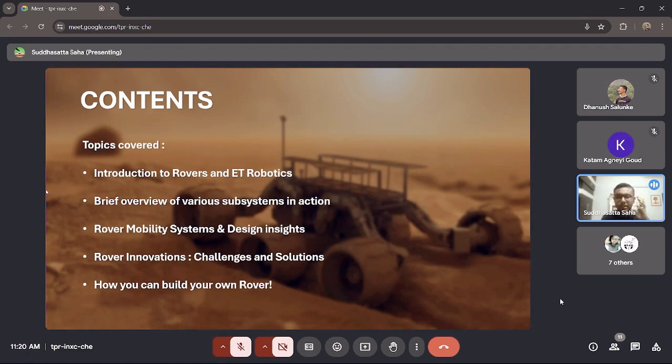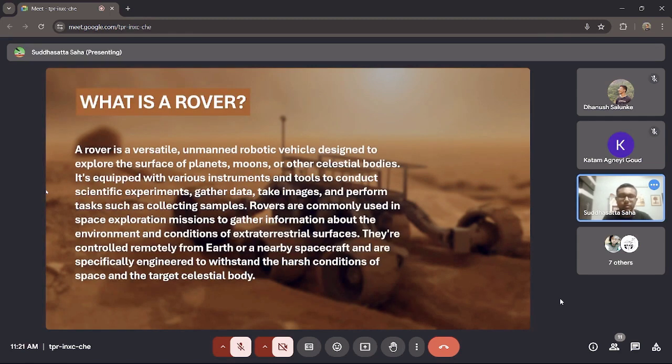And then finally, I would like to address how you can perhaps build your own rover, which is fully functional and will be a nice little piece of robotics to work with and learn a lot of stuff. So let us begin the first part about what really is a rover.